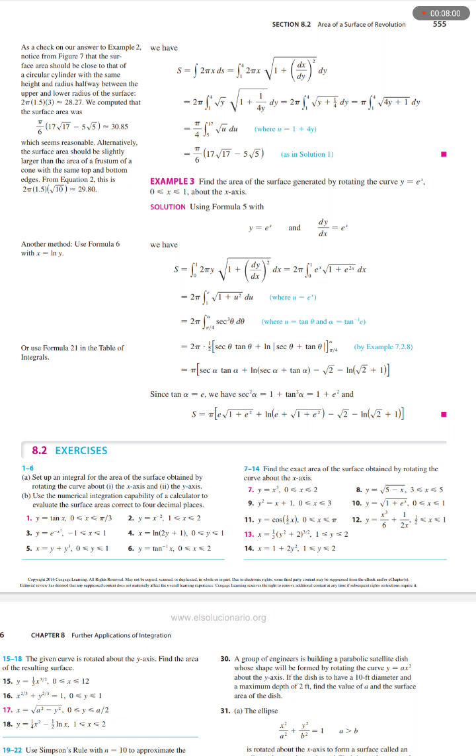Solution. Using formula 5 with y equals e to the power x and dy over dx equals e to the power x, we have big S equals the integral from 0 to 1 of 2 pi y times the square root of 1 plus (dy over dx) squared dx equals 2 pi the integral from 0 to 1 of e to the power x times the square root of 1 plus e to the power 2x dx.